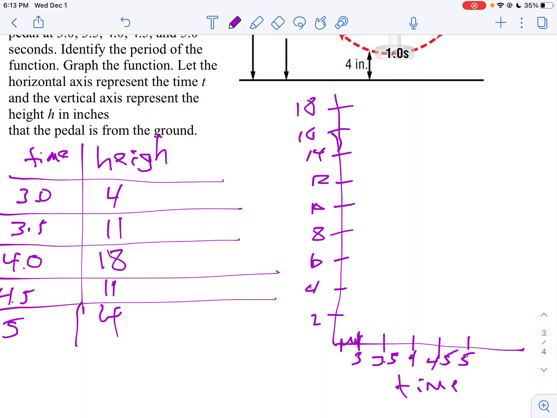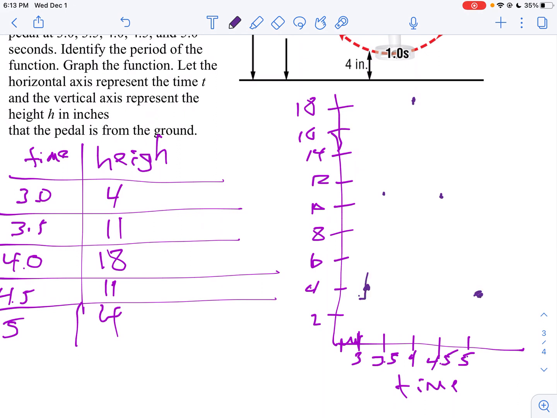Now I'll plot my points. So at 3 seconds, I'm up at 4 inches. I'm going to change my pen color here so you can see the dots a little bit easier. At 3.5, we're going to be up here at 11, halfway between 10 and 12. At 4 seconds, we're going to be up here at 18. At 4.5, we're going down to 11. And then at 5 seconds, we're down here at 4.